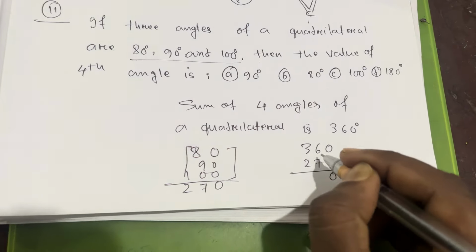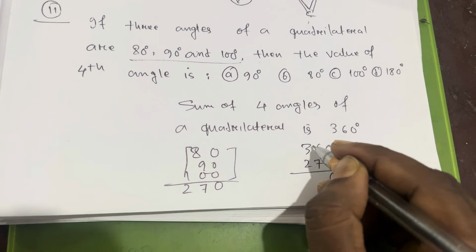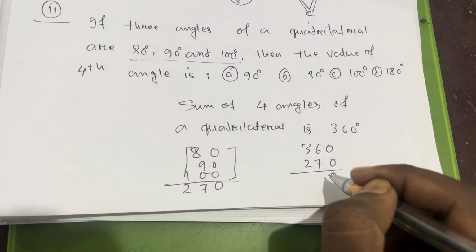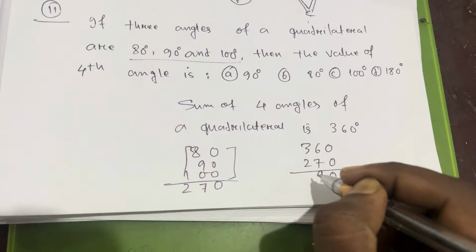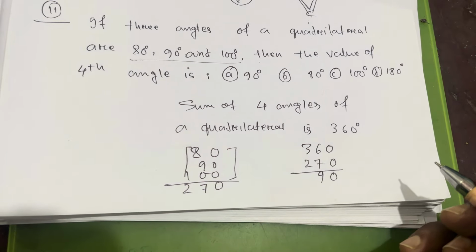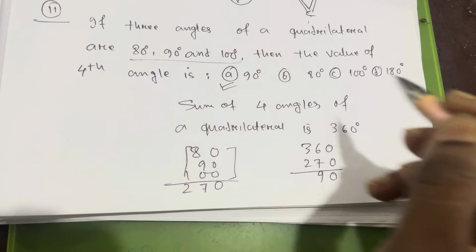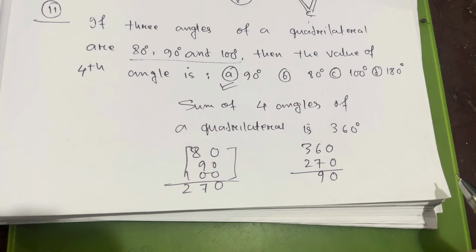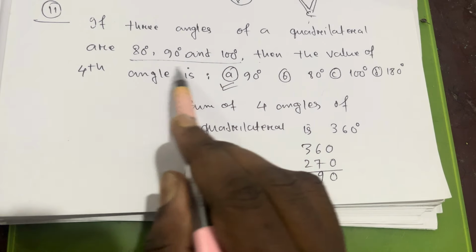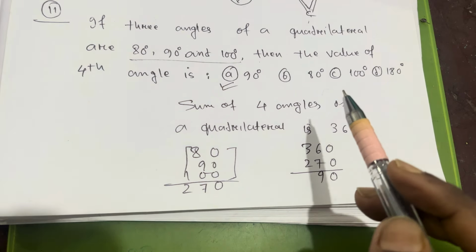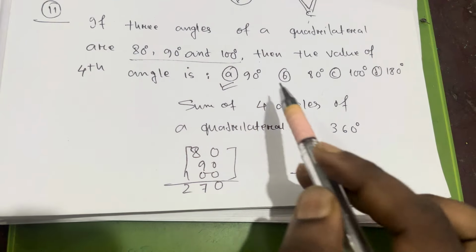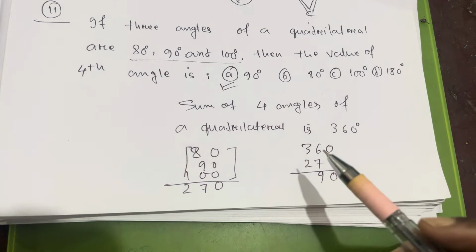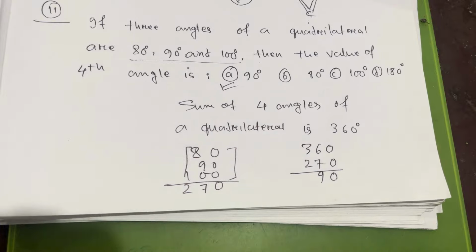So 0, we borrow from 3, 16 minus 9 is 7, and 2 minus 3... so therefore the value of the fourth angle will be 90 degree. So very simple. First, you have to add all three angles, then the sum of those angles will be subtracted from 360 degree. Why? Because the sum of the total angles of a quadrilateral is 360 degree. So that's why the answer is 90 degree.